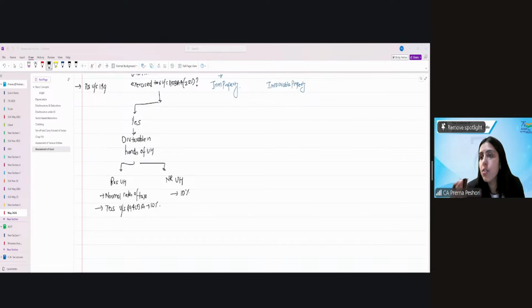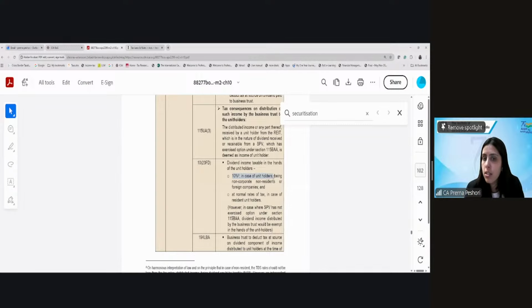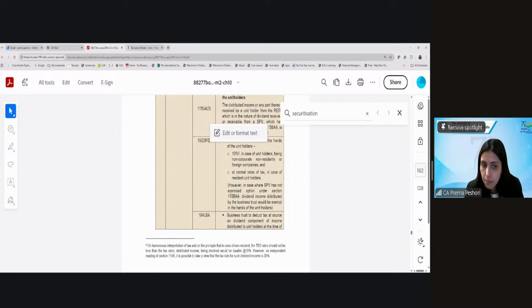However, it is not a defined tax rate. See, if you go in your module also, they have given a note. And you have to write this note in the examination as well. So 10% is the rate given in case of unit holders. However, they have derived this. It is not specified in the act. They have derived it because the TDS in respect of this dividend paid to the non-resident unit holder is 10%. So they have said that the tax rate cannot be more than the TDS. But there is no specified rate in respect of this distribution or taxability in the hands of the non-resident unit holder.